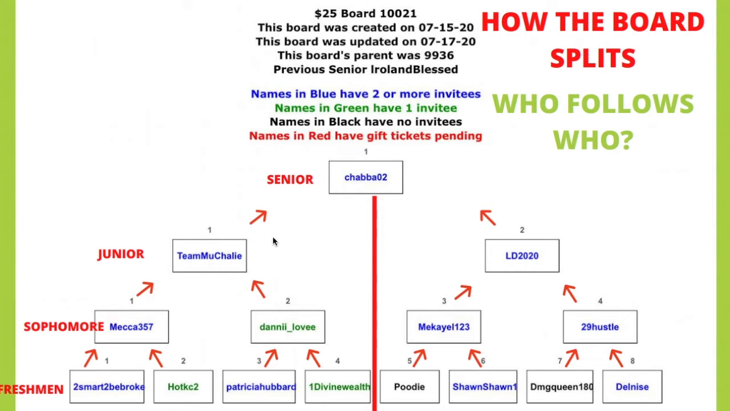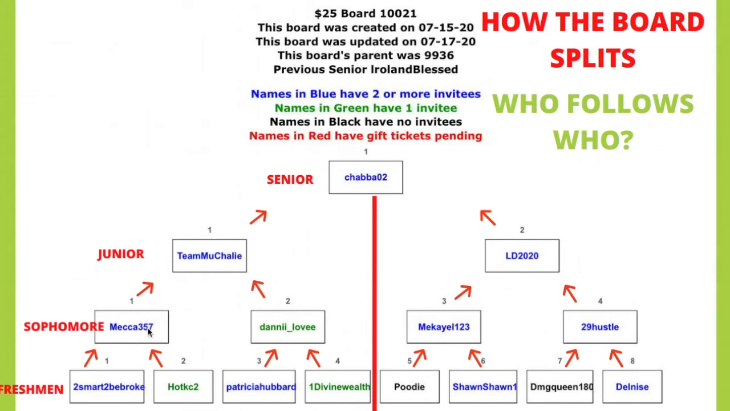So what happens a lot of times is, say, you invite somebody and you're in the sophomore position, and by the time somebody comes in under your actual board, they're in position 3 or 4. Since they're in position 3 or 4, they're going to end up following Danny Love on their board rather than following you.